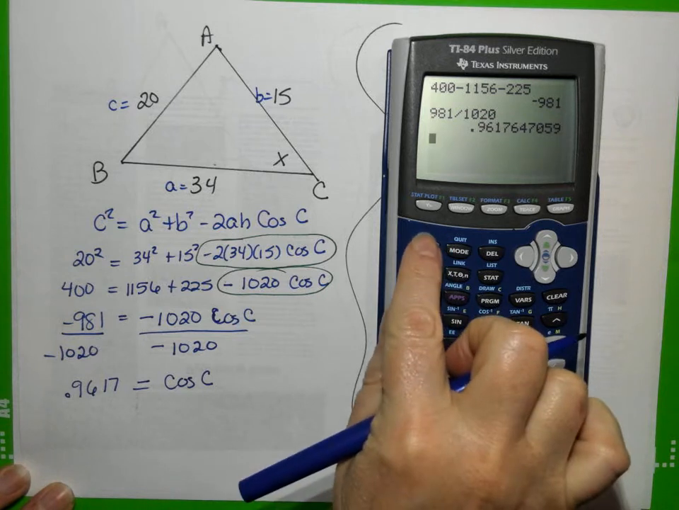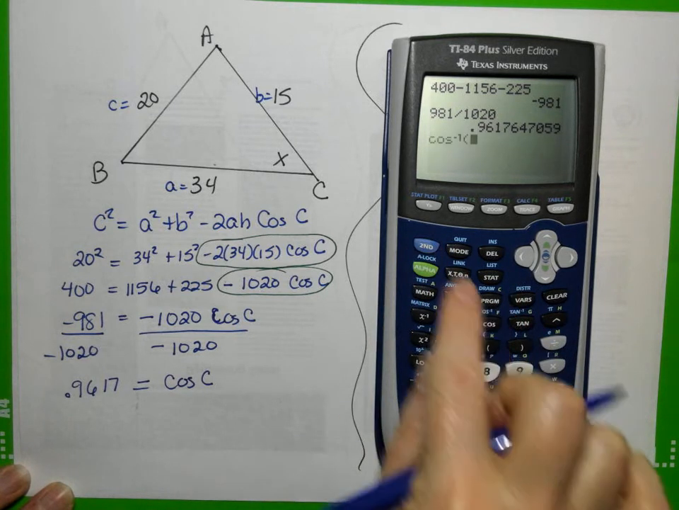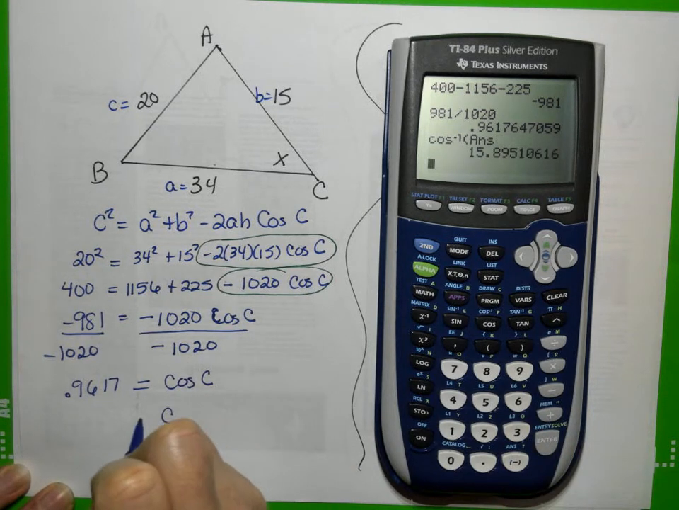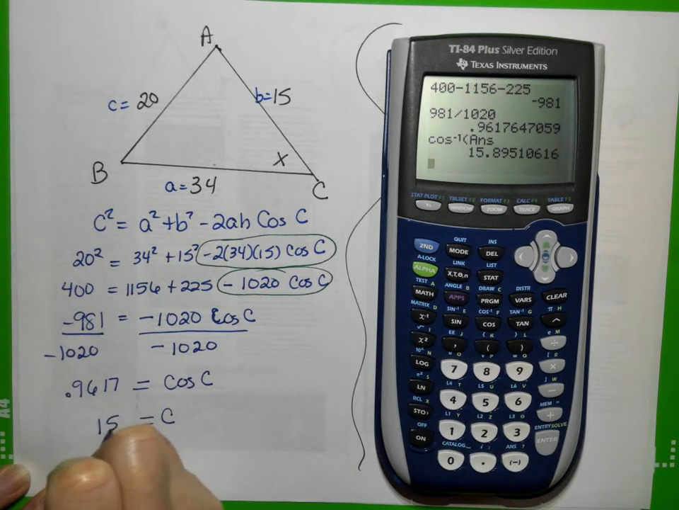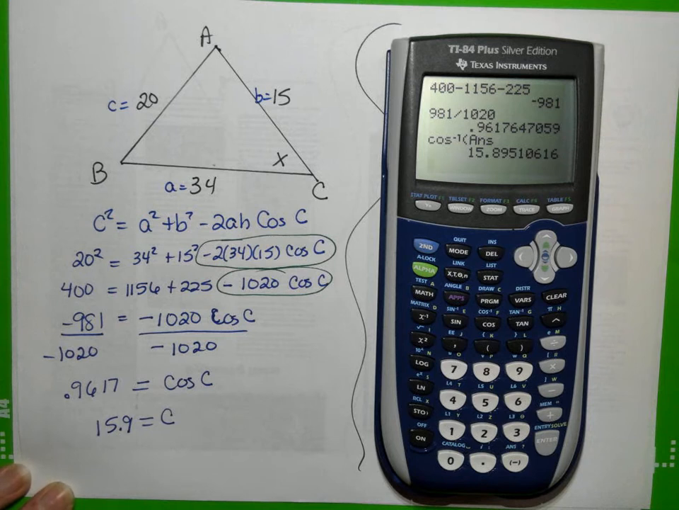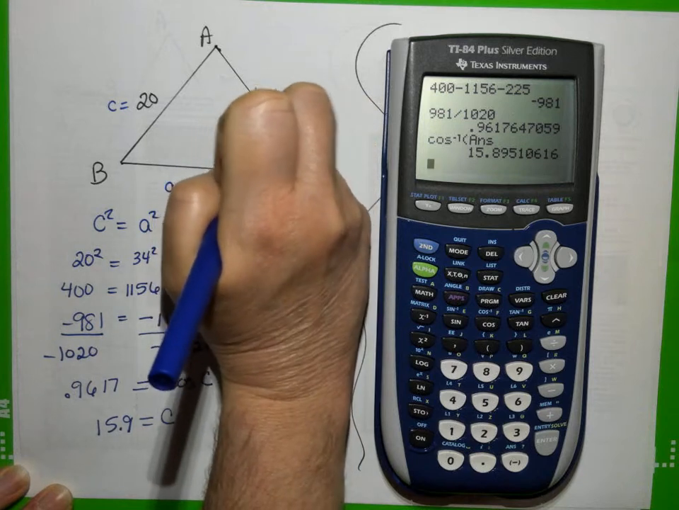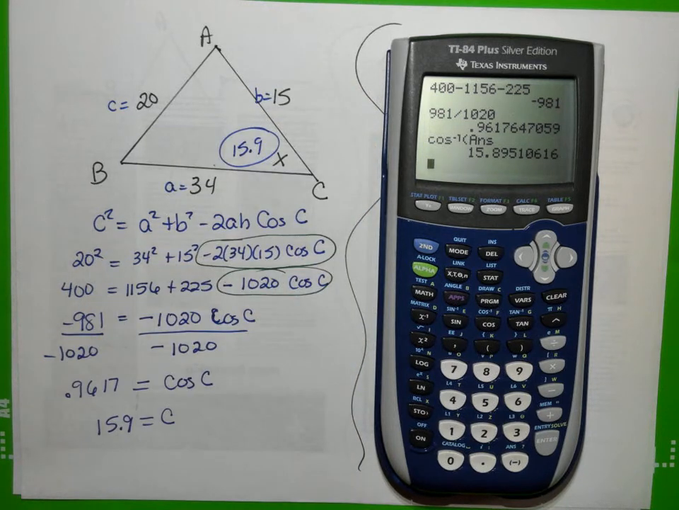I want C, so I'm going to do second cosine of that answer, equals. Angle C is 15.9 degrees. And that's all I'm asked to find. I'm only going to ask you to find one thing in a law of cosines situation. Okay, let's do that again.